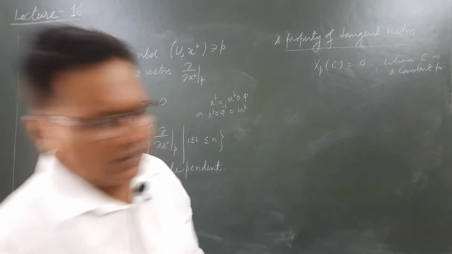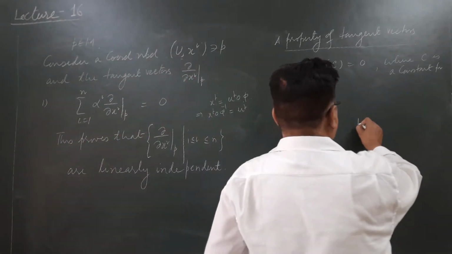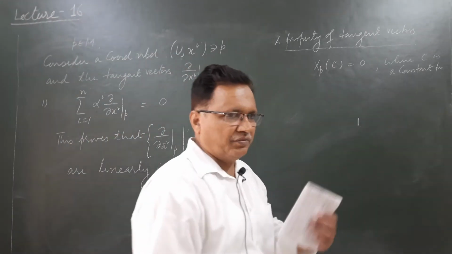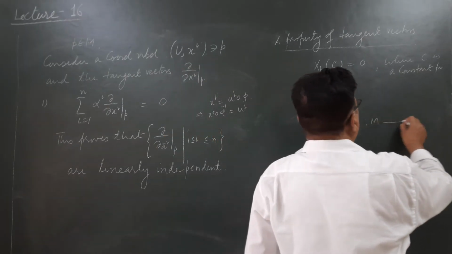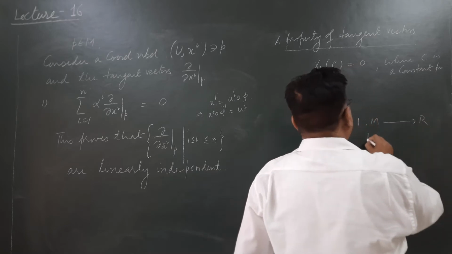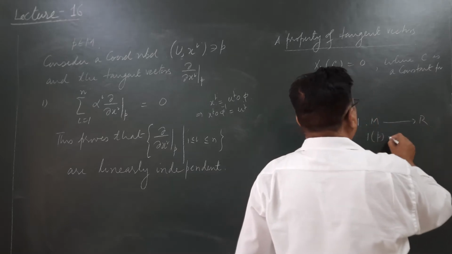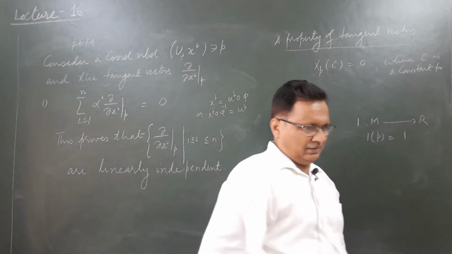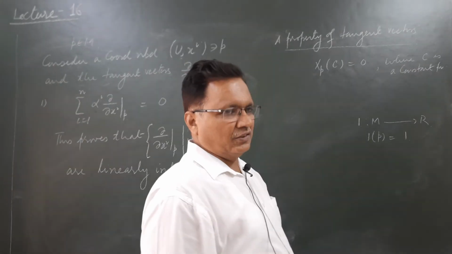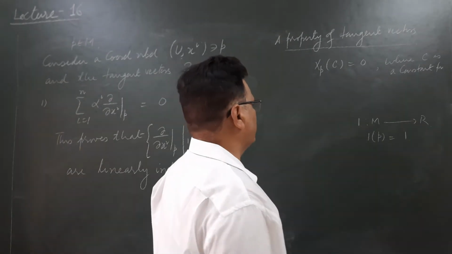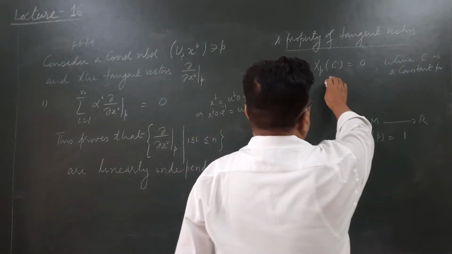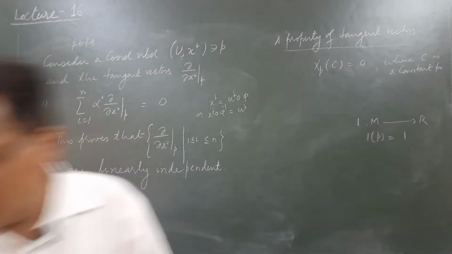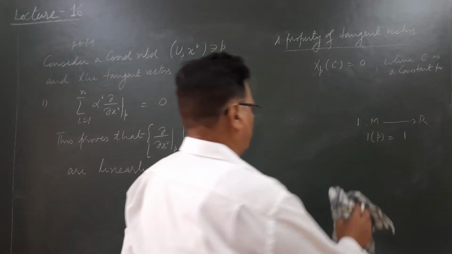और इसी वजह से अगर मैं 1 कहूँ, if I am talking in terms of functions, so by 1 I mean a map from manifold to R such that 1 operating on any point P gives you 1. So this is also a constant function. We denote it by the symbol 1. So this should be kept in mind. So what I am going to prove is that XPC is 0.